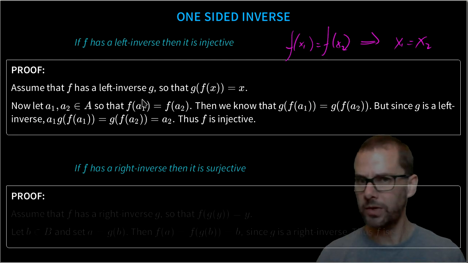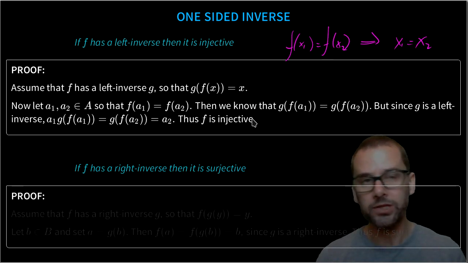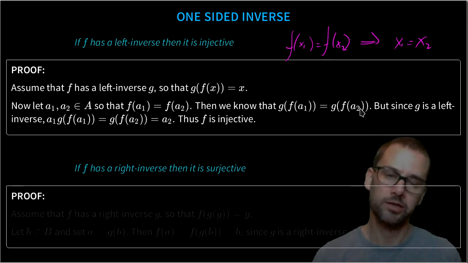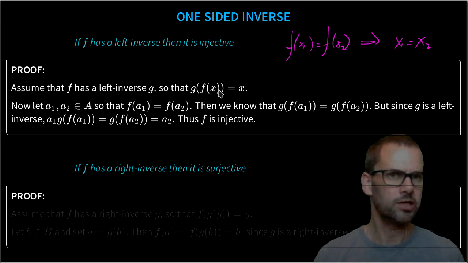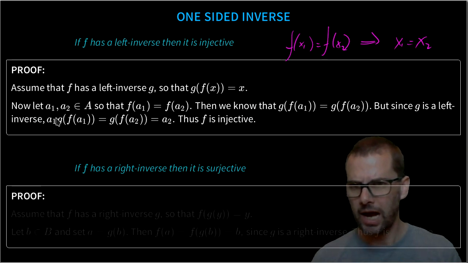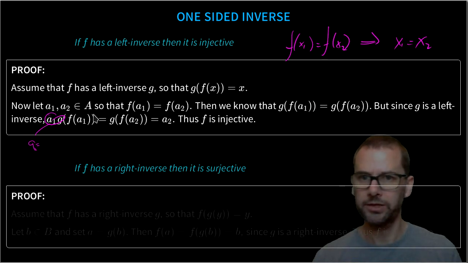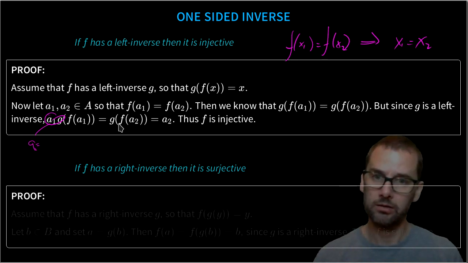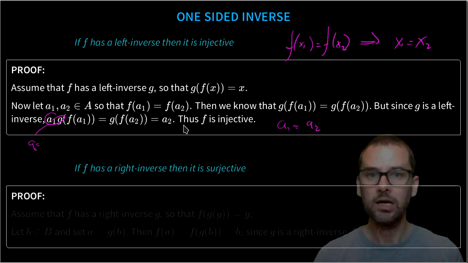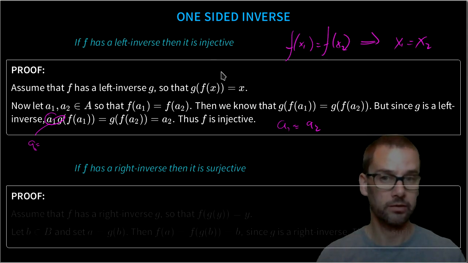So we take a1 and a2 in A so that their images are the same. Then we can apply g to both sides of this equation, and because those are the same inputs into g, we know that g of f of a1 is g of f of a2. But we know g is a left inverse, so this holds, and this is just a1, and this is just a2. There's a little bit of a typo here: that should be a1 equals g of f of a1, and that's the same as g of f of a2, which is a2. So we know that a1 equals a2, and so f is injective. So the existence of a left inverse gives you injectiveness.